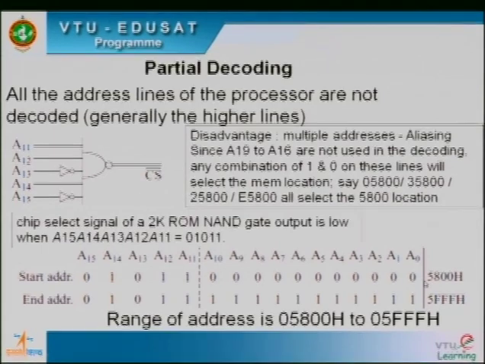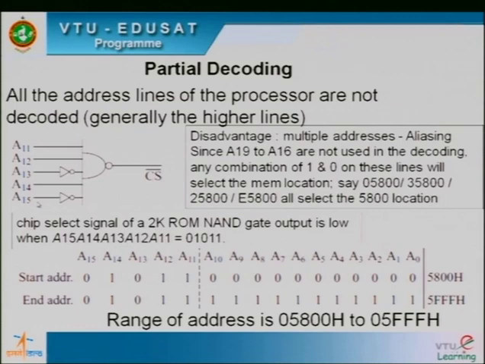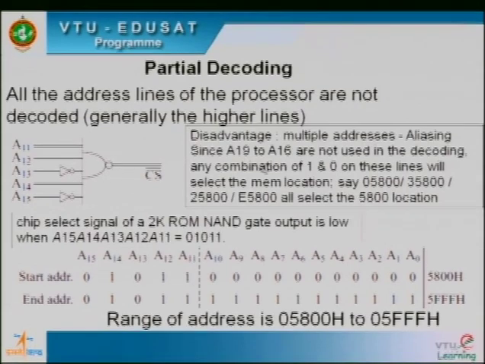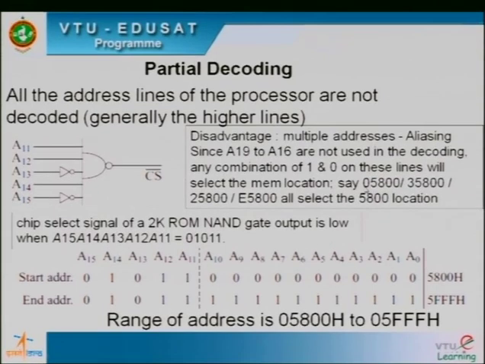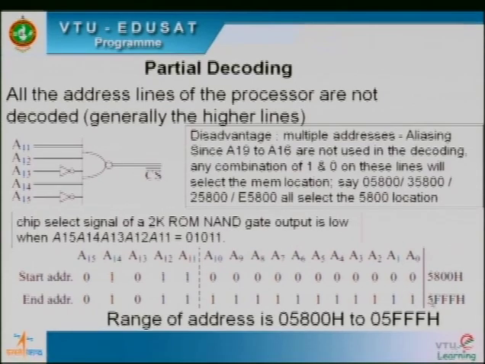But in 8086, I have address lines, it doesn't stop at A15. It goes to A16, 17, till 19. So the remaining address lines, A16 to A19, are not used in the NAND gate. And though they are not used in the NAND gate, this will work, but this will work even for different combinations of A16 to A19. So if A16 to A19 are all four 0, the basic address range will be 05800 to 05FFF. So these four, A19 to A16, instead of being all zeros, they can be any other.